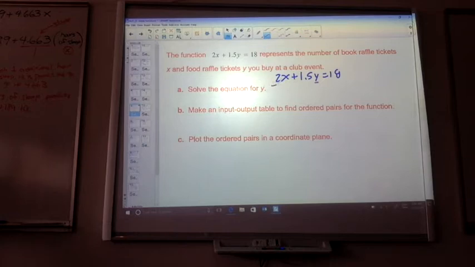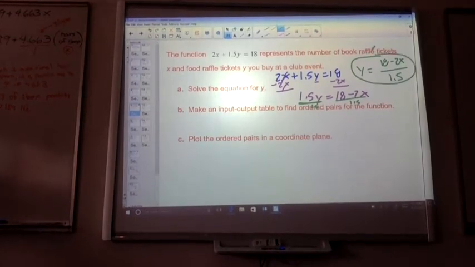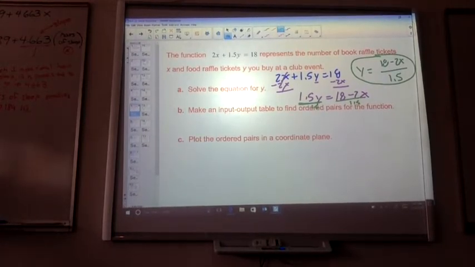Alright. So I'm going to subtract 2x. Okay? So those cancel. So I get 1.5y is equal to 18 minus 2x. Agree? And then how are these being held together right now? Multiplication. So I undo multiplication by dividing. So divide everything by 1.5. So I get y equals 18 minus 2x all over 1.5. And we just solved it for y. Is that okay?